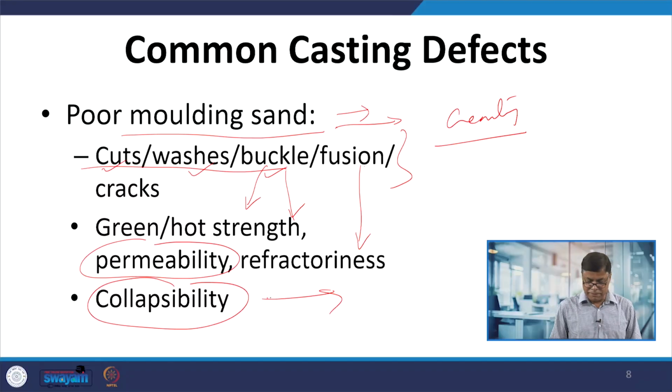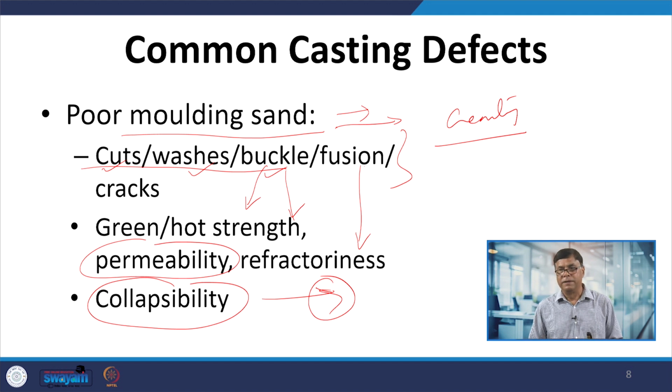So, the casting which is shrinking, if shrinkage is not allowed, then it leads to tensile stresses, which promote hot tears. So this is important: the molding sand must collapse. Another important aspect of collapsibility is how easily you can take the casting out of the mold by breaking the molding sand.